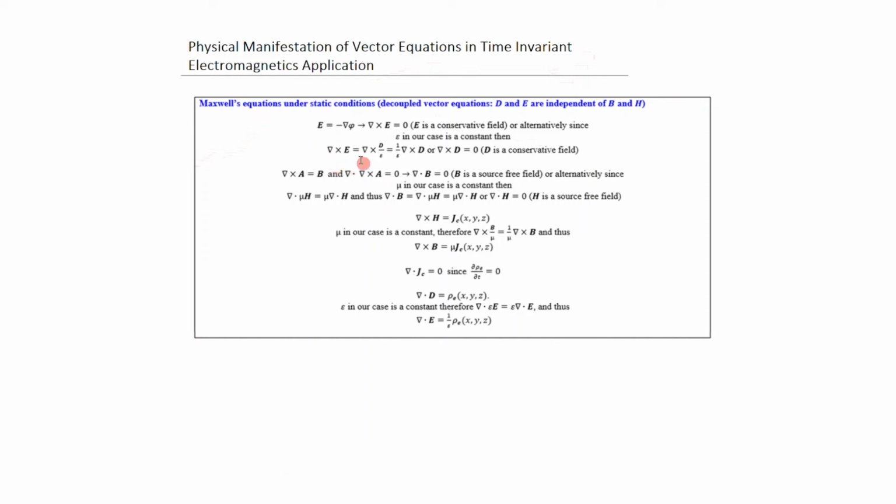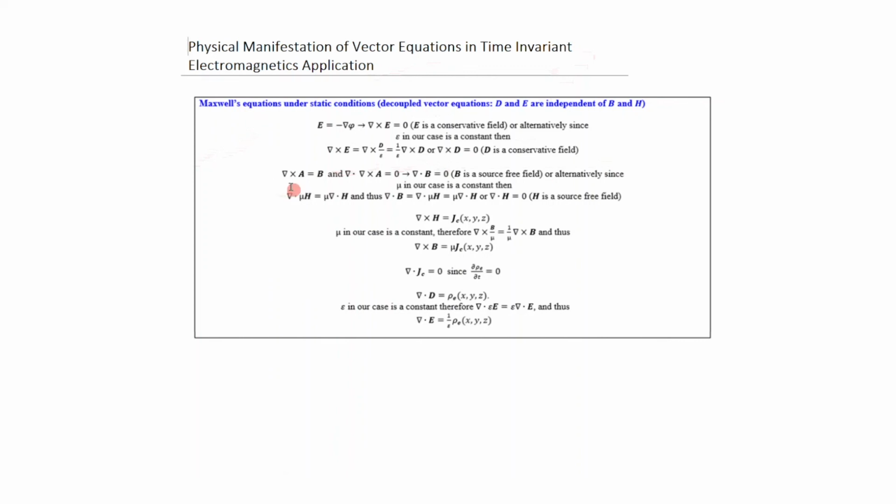The curl of E equals the curl of D divided by epsilon. Epsilon being a constant, you can bring it outside, and you end up with this being 1 over epsilon curl of D, or you can essentially say that the curl of D equals 0. Again, D is also a conservative field.